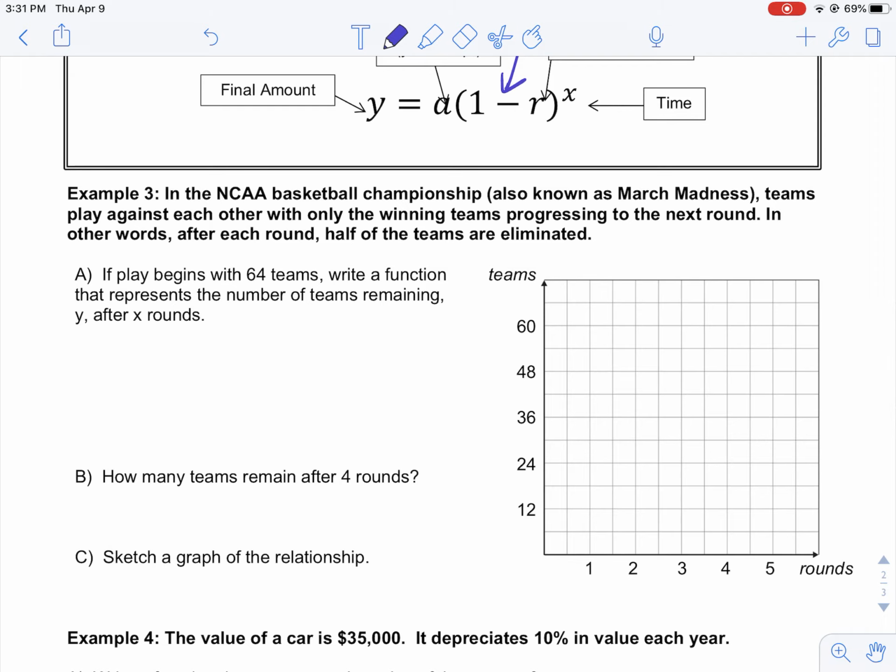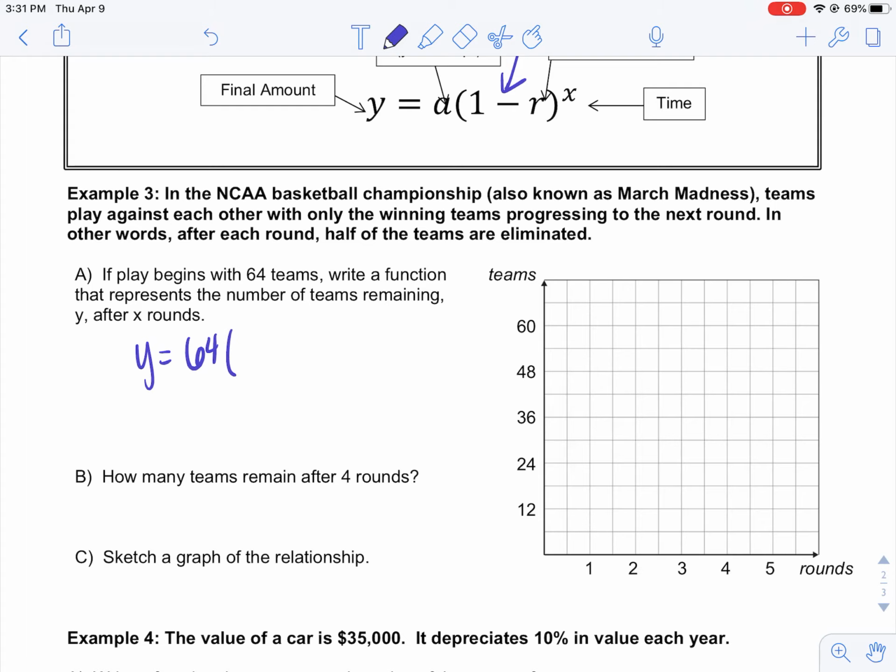So for example 3, the NCAA basketball championships, also known as March Madness, teams play against each other, with only the winning teams progressing to the next round. In other words, after each round, half the teams are eliminated. If a play begins with 64 teams, write a function that represents the number of teams.